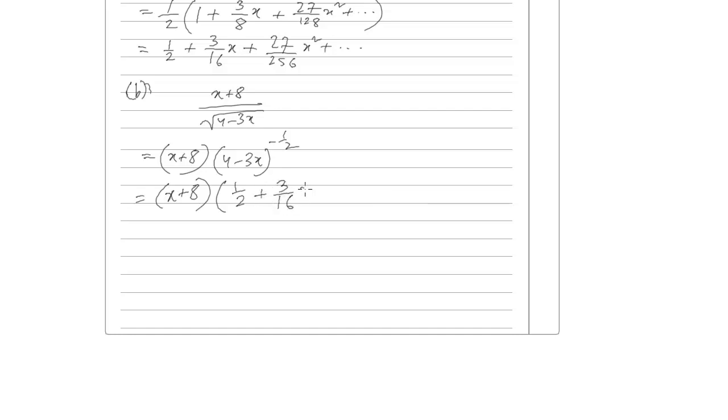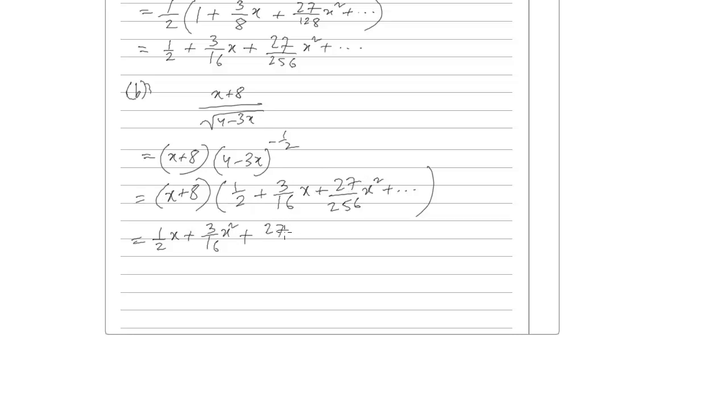So this is going to be half plus 3 by 16x plus 27 by 256 x squared plus dot dot dot. Remember this approximate symbol. So we need the first 3 terms, that's it. So let's multiply by simple algebra. x into half is half x. x into this is 3 by 16 x squared plus x by, now this becomes x cubed.